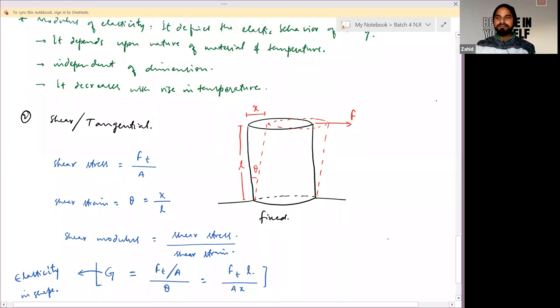Sir, what is the area of contact here? Area of contact, this will be the area on which force is acting. Okay.